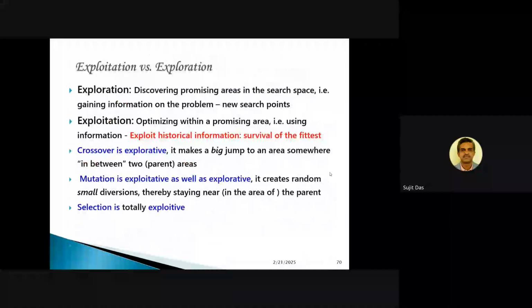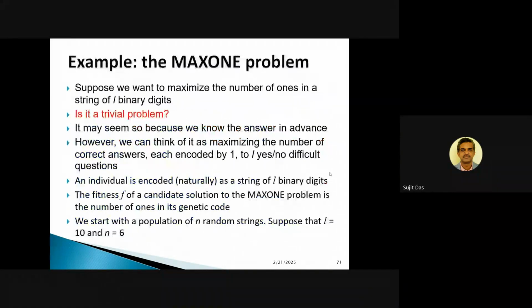Now let us discuss the max1 problem. What is this max1 problem and how to solve it using the genetic algorithm? What I told initially, what is your objective behind this max1 problem? Suppose we want to maximize the number of ones in a string of binary digits, as I mentioned earlier.